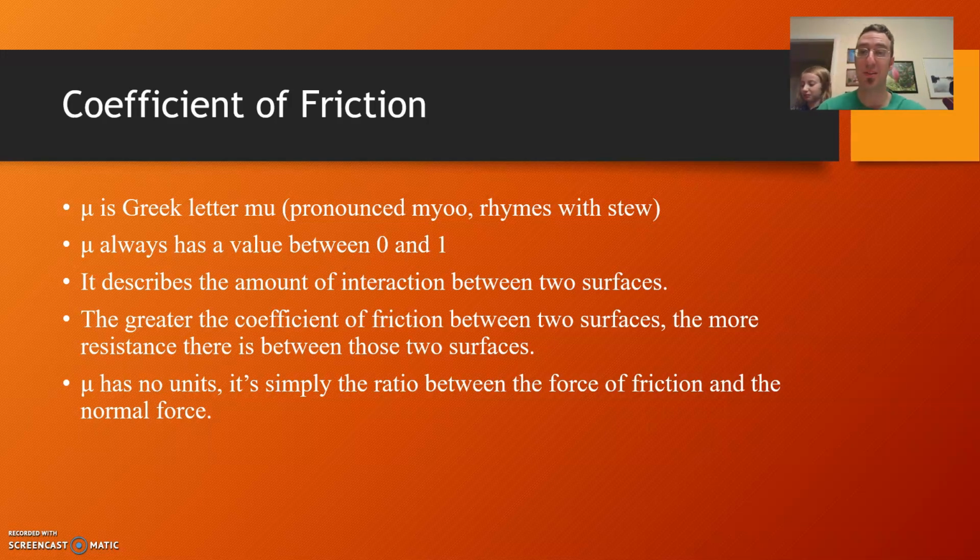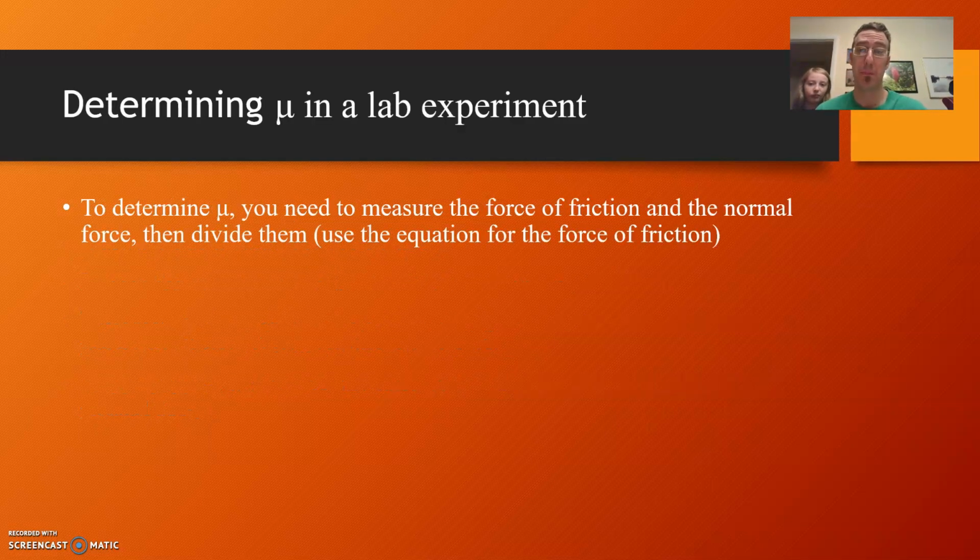Mu has no units. It's simply the ratio between the force of friction and the normal force. To determine mu, you need to measure the force of friction and the normal force, then divide them. And we're going to use that equation. We're going to do this in the next lab.